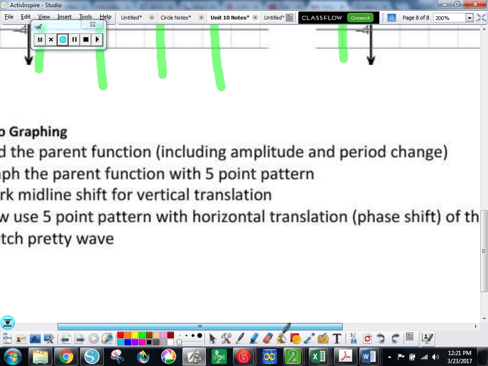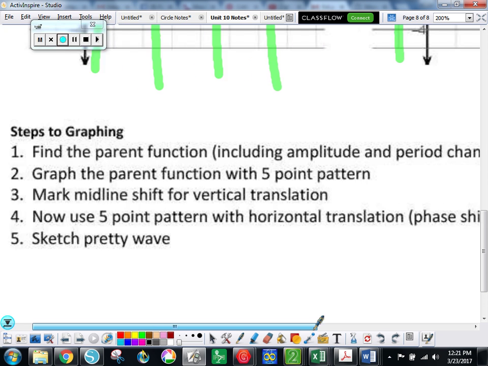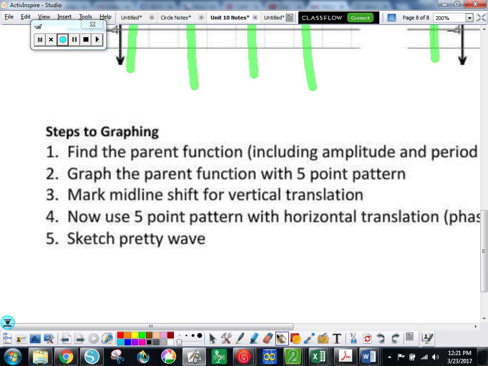Let's just, is this the steps? Okay, so let's see how we did. I didn't even read this. So find the parent function, including amplitude and period change. Graph the parent function with the 5-point pattern. We did that. We just didn't say it, right? 0, up, 0, down, 0, whatever. Mark the midline.